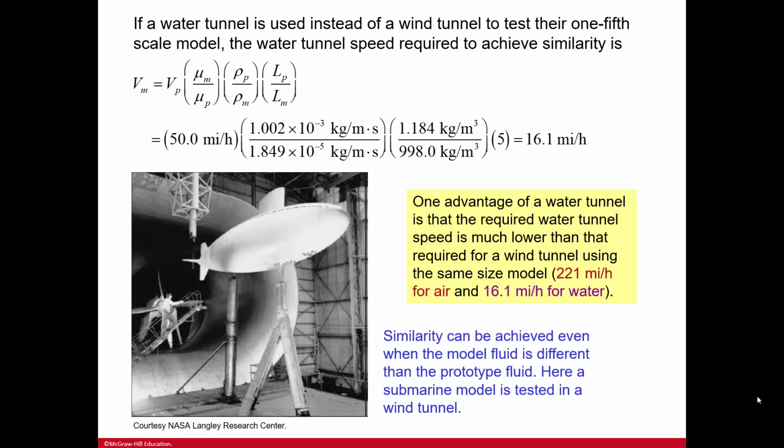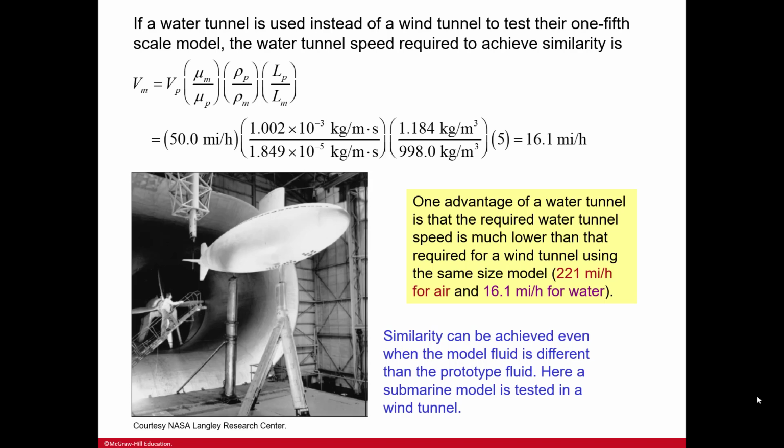So this is a great slide to show how you can achieve similarity using different or non-appropriate fluids from what you would logistically use to test something, just by using similarity, right? And so here a water tunnel is used instead of a wind tunnel to test a 1/5 scale model. The water tunnel speed required to achieve similarity is here, and the advantage is that the speed is much lower. The required speed is much lower than the required speed of a wind tunnel using the same size model. So you're using different working fluids, right?